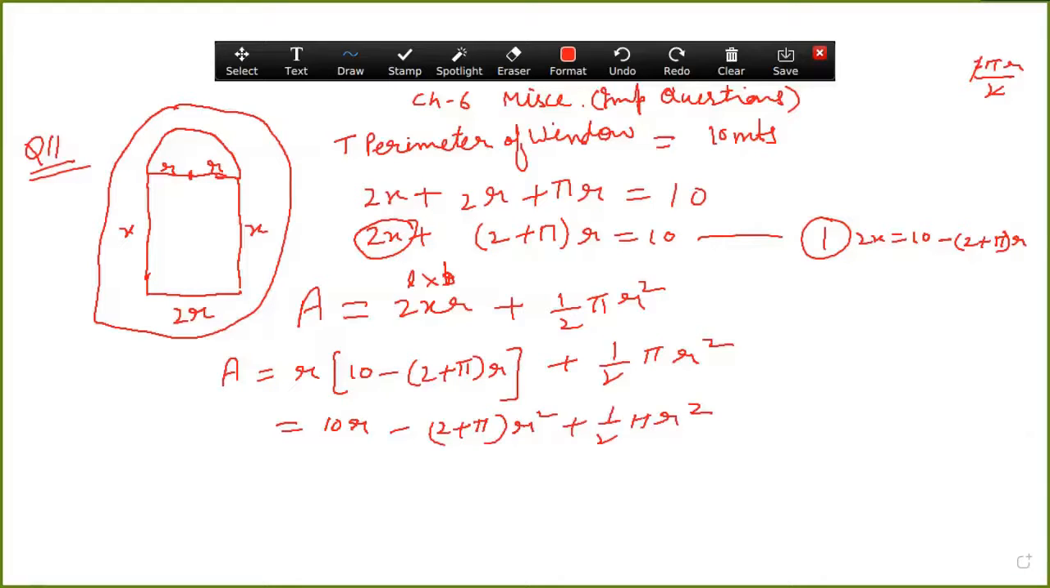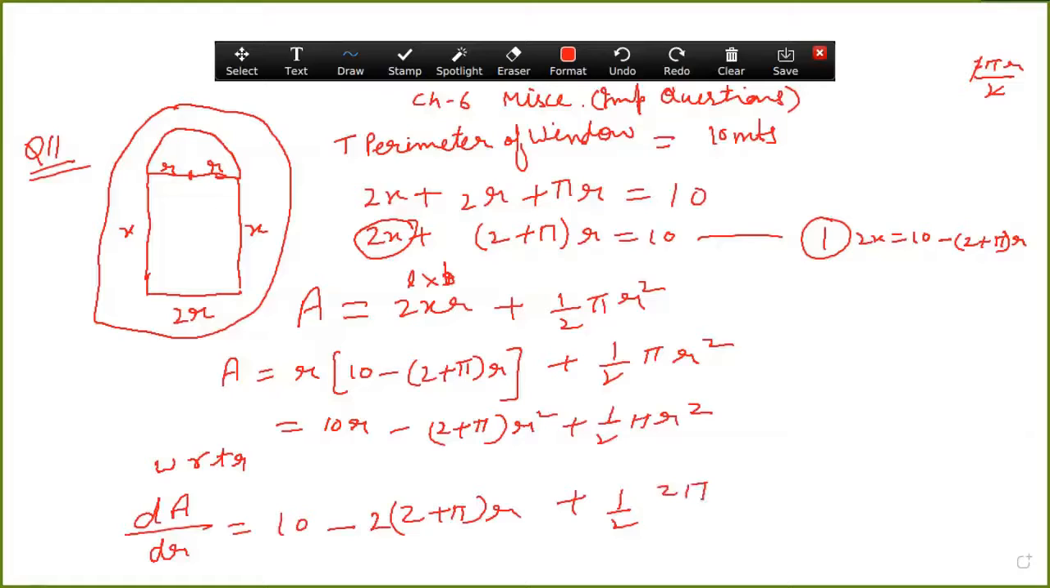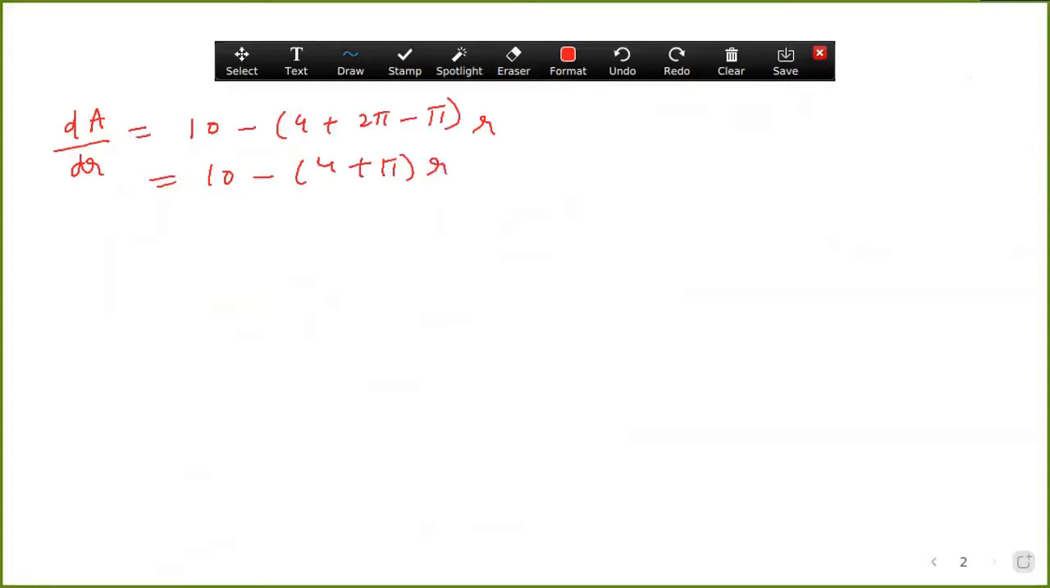Now we have to differentiate it with respect to r. What is dA upon dr? That is 10 minus (2 plus pi) into 2r, plus half into 2 pi r. The 2 cancels with the half. Write down what you will get for dA upon dr. It is 10 minus (4 plus 2 pi minus pi) into r. Simplify it, it comes out to 10 minus (4 plus pi) into r.